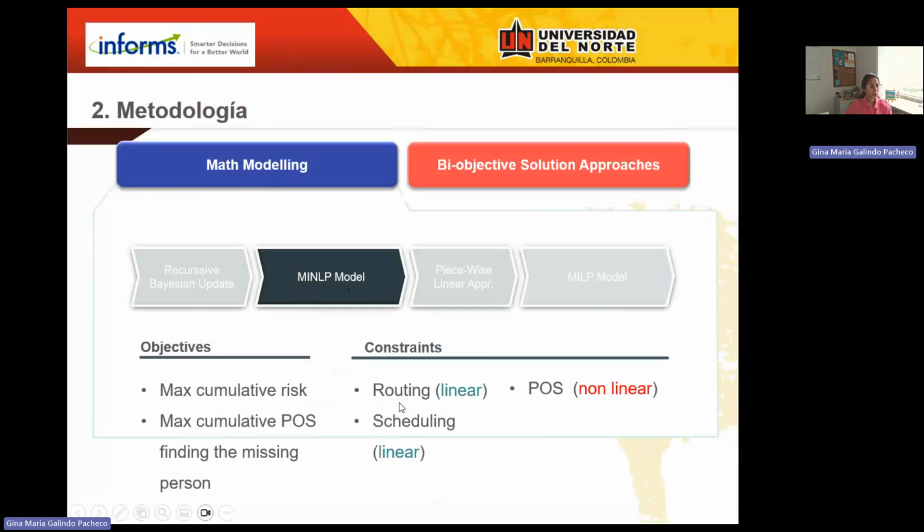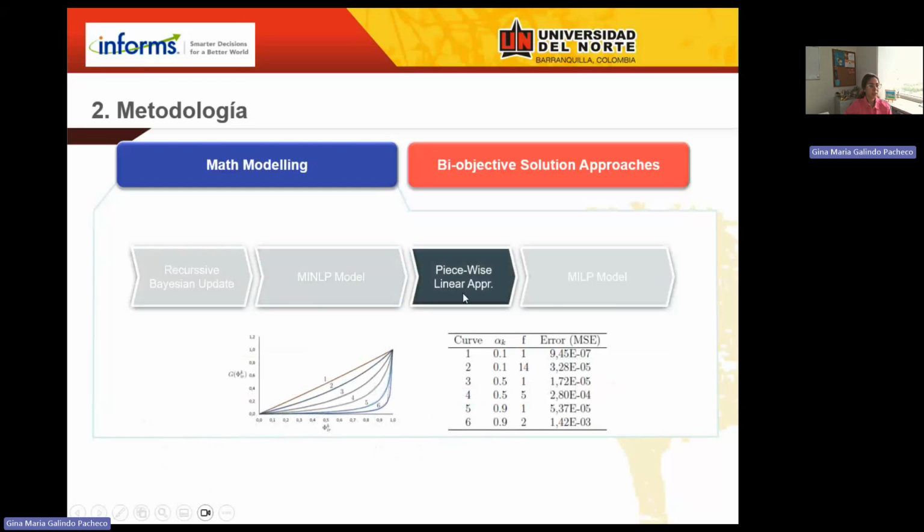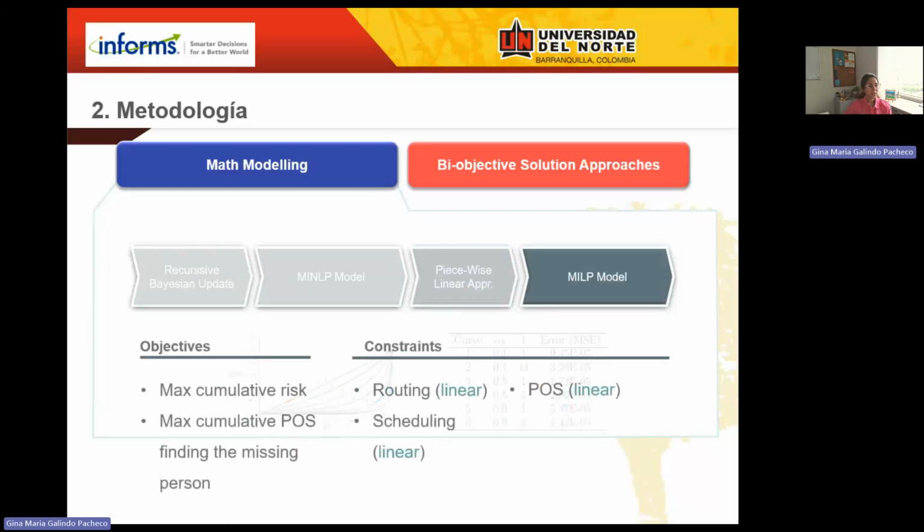And we have some constraints about routing and scheduling, which are linear, but then we have this nonlinear constraint, which relates to that conditional probability. So what we did was we used a piecewise linear approximation for that constraint, and at the end, we were able to obtain a mixed integer linear programming model for our problem.